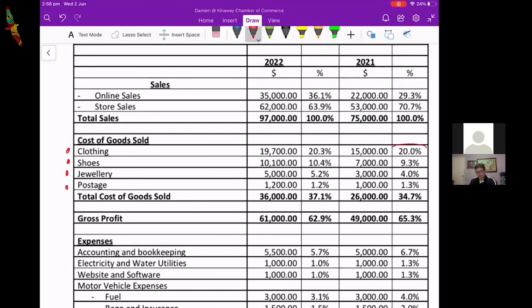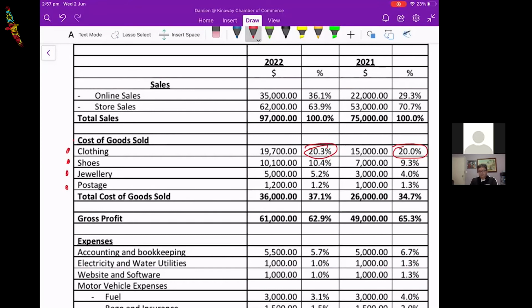So our clothing in 2021 made up 20% of total sales. In 2022, it's made up 20.3%. It's a slight increase, but it's still an increase. So this tells us that the clothing has gone up potentially in costs, more so on a comparison for the value of our sales. So that's not good. It's a 0.3% increase.